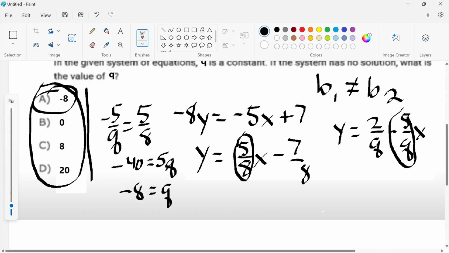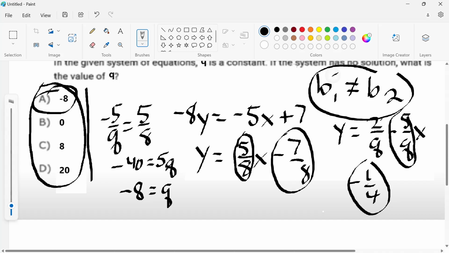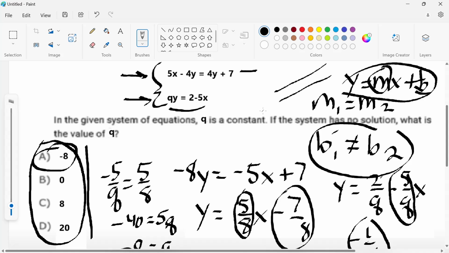-8. And just to double check, I'll plug it in here. 2 over -8 is -1/4. That's the b, and -1/4 does not equal -7/8, so b1 does not equal b2. So again, the answer is -8. But on this one, since it's a system of linear equations, it's only asking for one unknown, q, and it's got multiple choice. Might as well just throw it into Desmos and watch it give you the answer. It's like a free point.